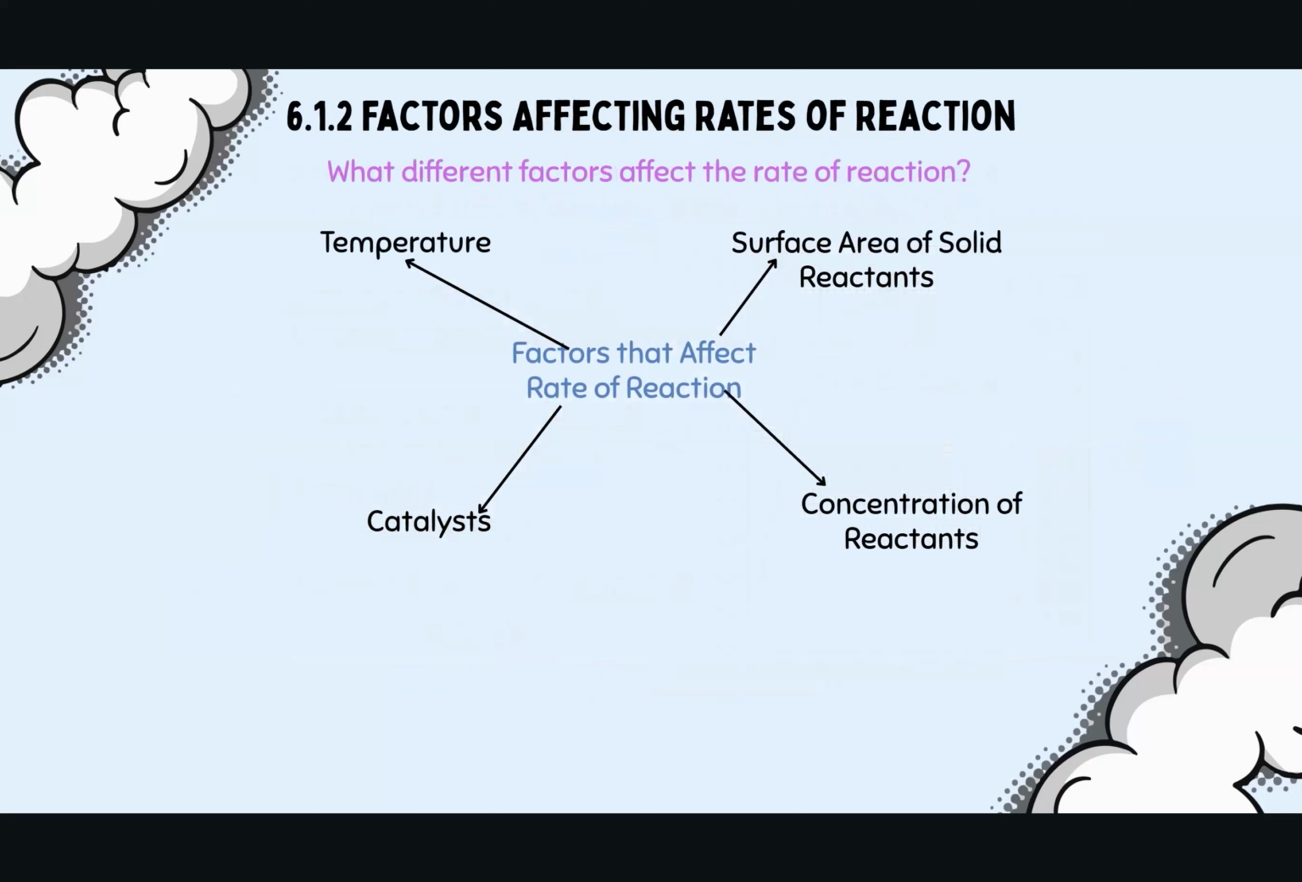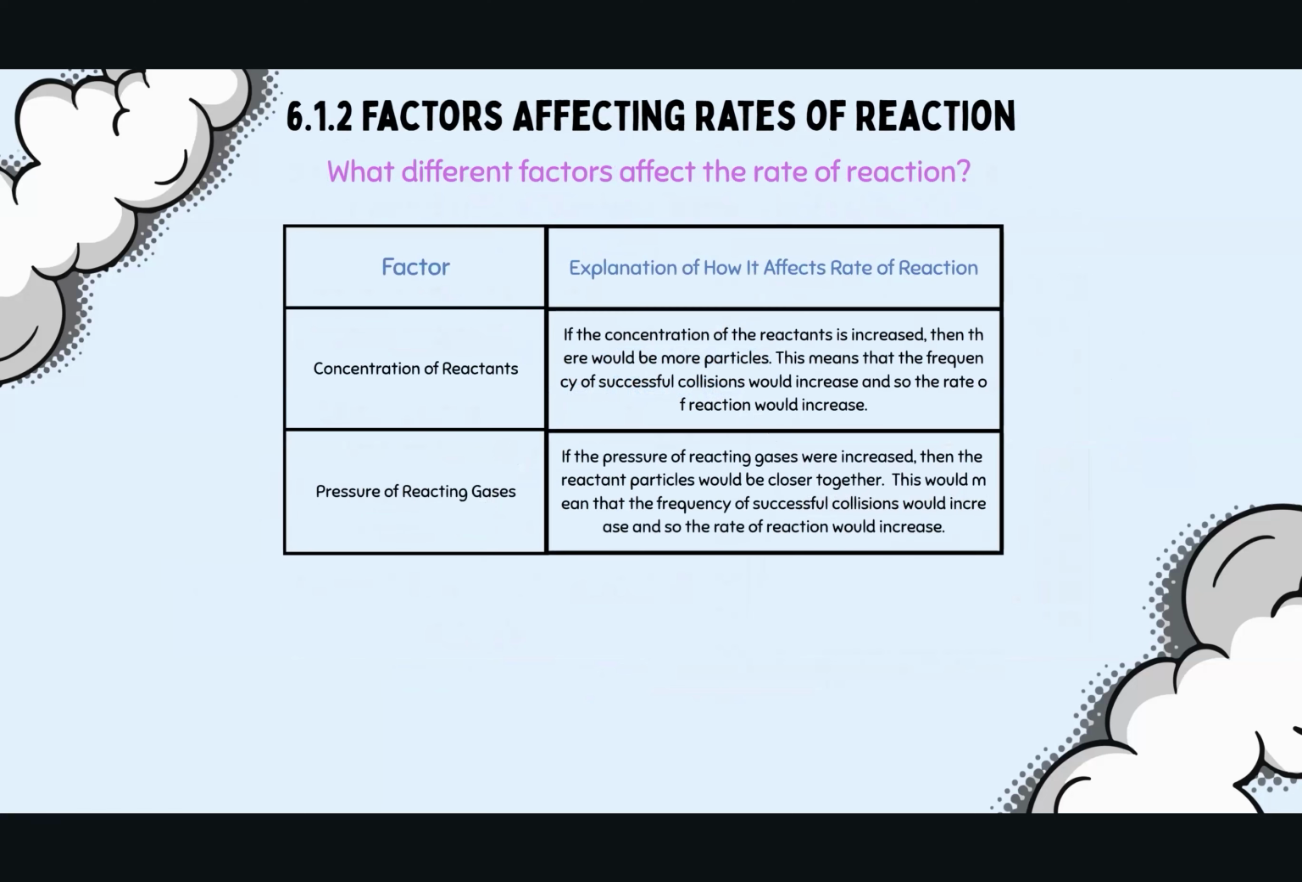So what are the factors that affect the rates of reaction? So we have temperature, surface area of solid reactants, catalysts, and concentration of reactants. So let's look at each one at a time.